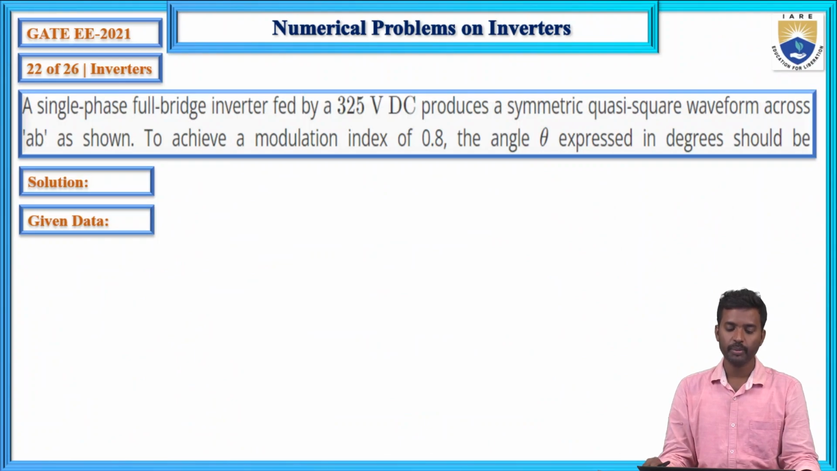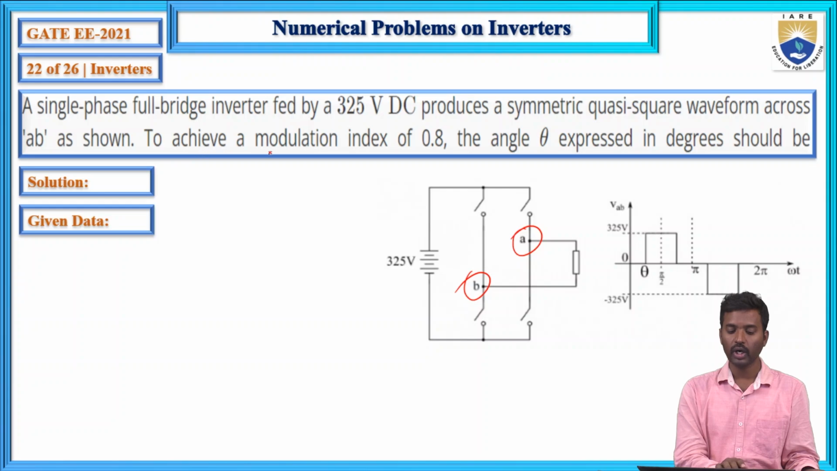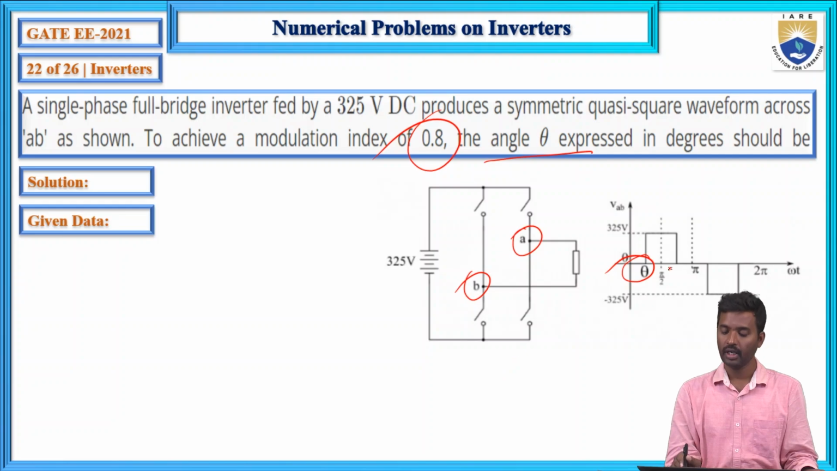A single phase full bridge inverter is fed by 325 volts DC and gives a quasi-square waveform across the AB terminals, as shown in the figure. To achieve a modulation index of 0.8, calculate this theta value. This value we need. So first calculate that angle.